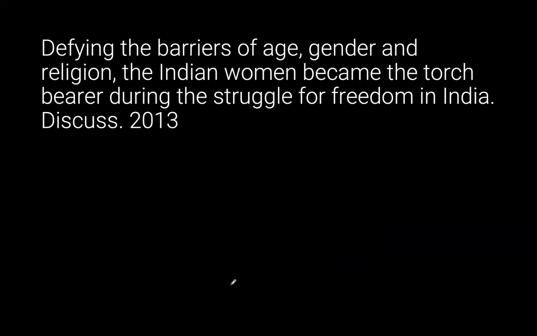Now, coming to the next question, define the barriers of age, gender, and religion. The Indian women became the torchbearers during the struggle. Let me just highlight this struggle of our freedom in India. So, define the barriers. What were the barriers? Right, age, gender, and religion. There were certain barriers, but it was the Gandhian movement which had actually transformed this movement. So women overcame these barriers and actively participated in the freedom struggle.